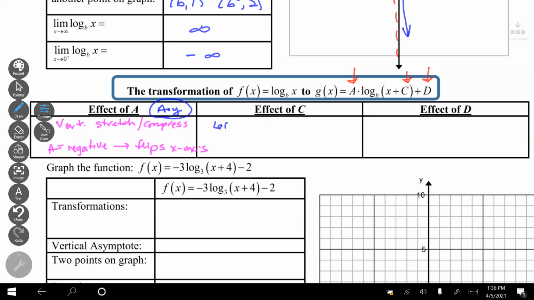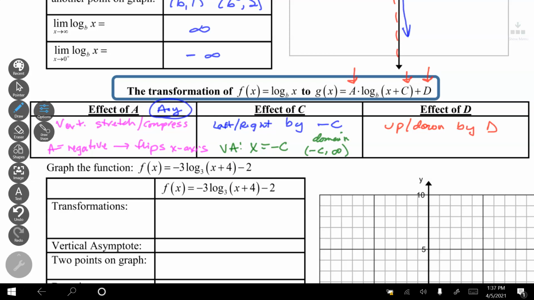c is going to be left or right by the opposite of c. So plus 5 would be left 5 and vice versa. But it also changes my domain a little bit. What happens is that I get a VA. My VA is always x equals the opposite of c, and my domain is always negative c to infinity. So moving a graph left and right, in this case, also moves the vertical asymptote left or right. And then finally, the d is up or down by d. That's the easiest one whatsoever.